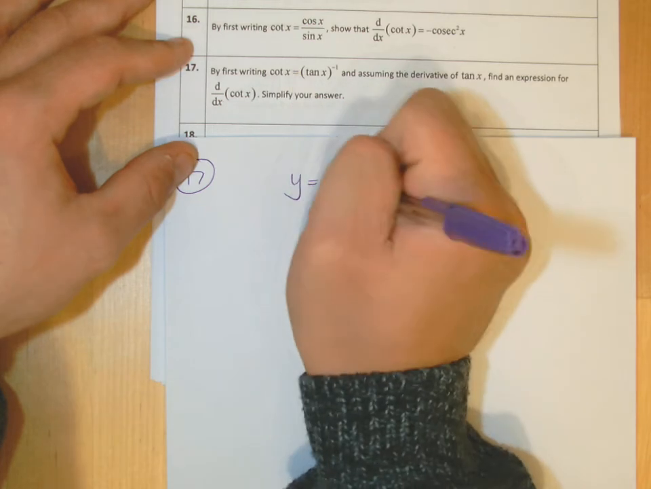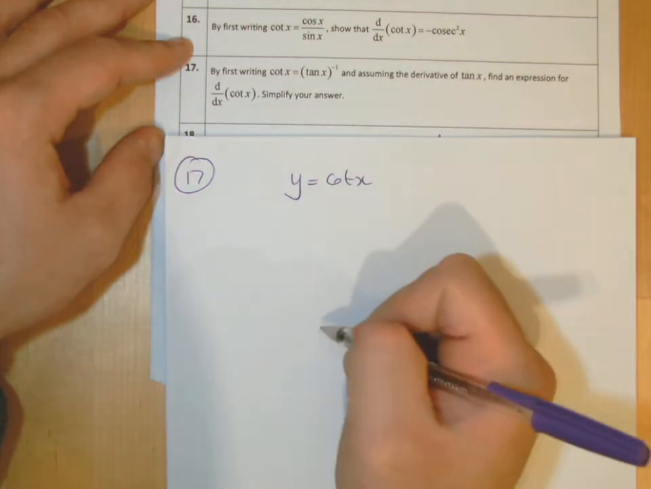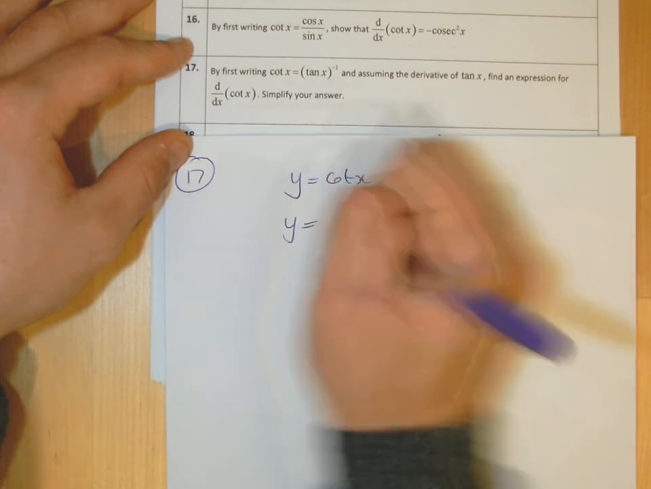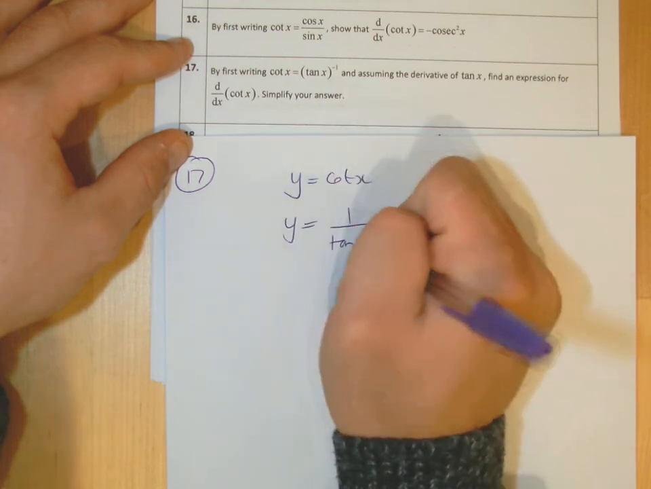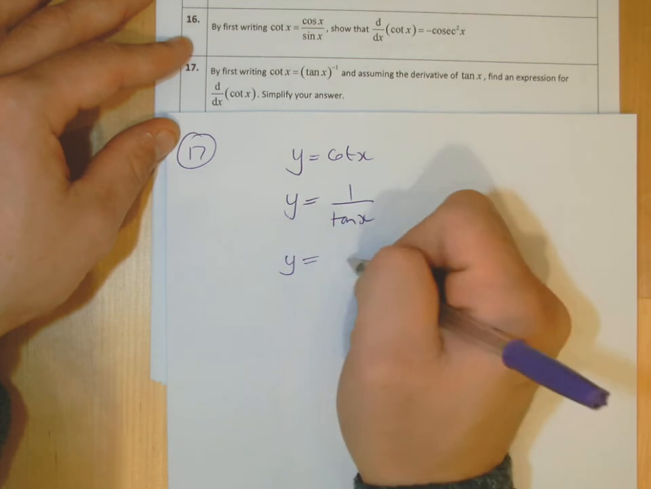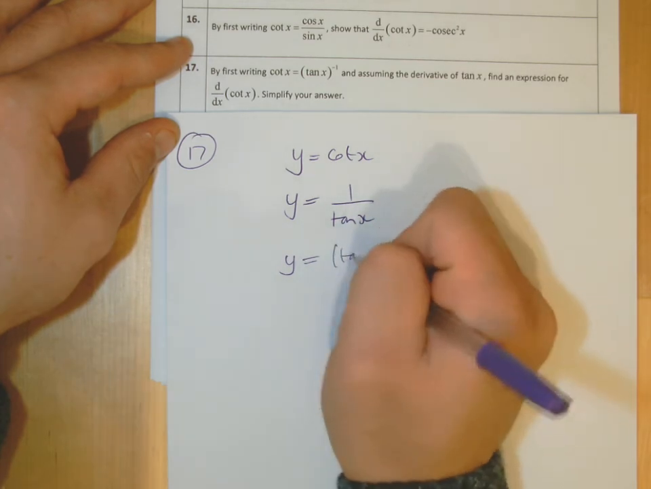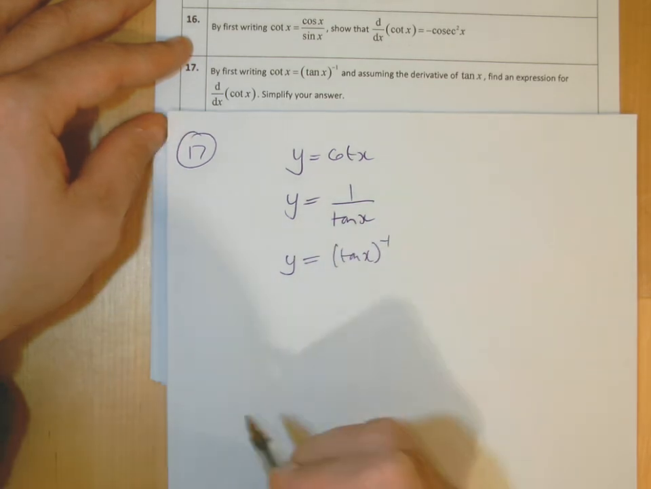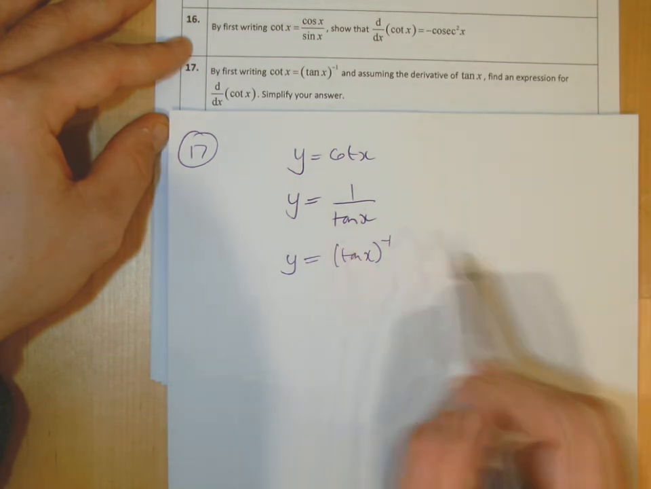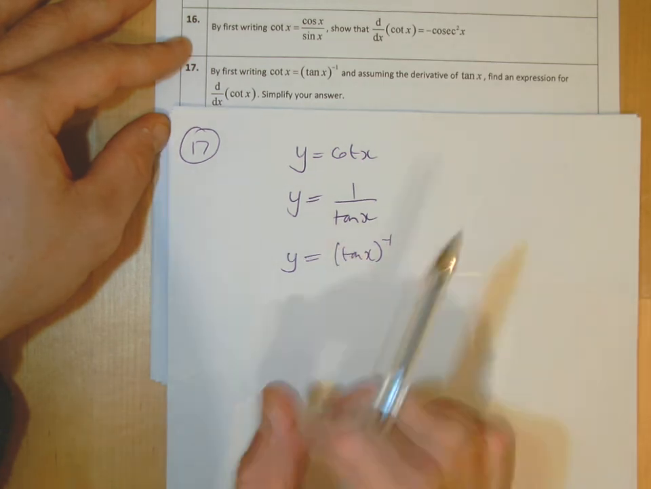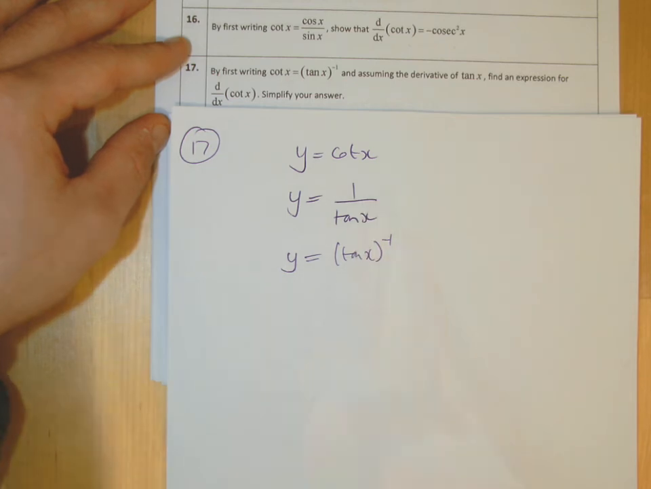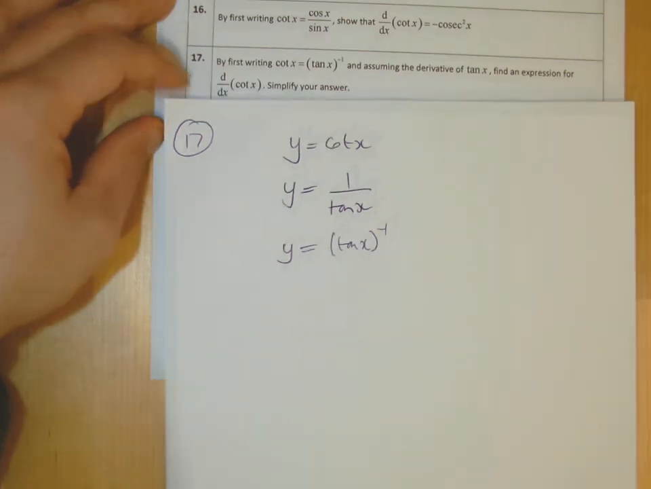So if you've got y equals cot x, and they say, look, write it as tan x to the minus 1. Well, it is, isn't it? Because if you think about it, cot x is 1 over tan x, so I take that tan x up and it becomes to the power minus 1. It's not the inverse, you've got to be careful there. It's not like the inverse tan function, that is completely different. Here you're just taking the tan x up and the power is minus 1.